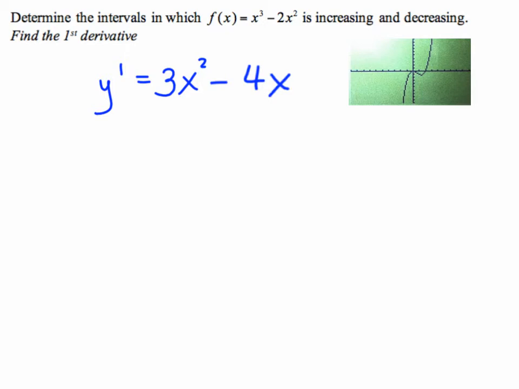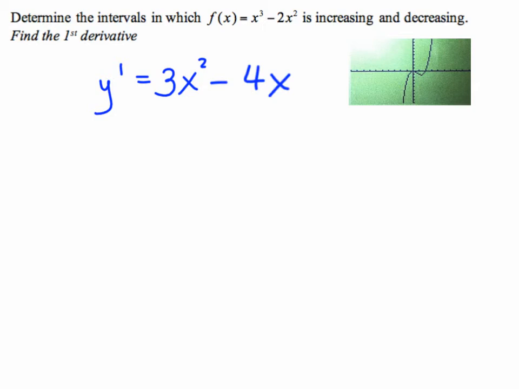So here we have a cubic graph, and we want to know the intervals in which this cubic graph is increasing and decreasing. From doing graphing in the past, we can get an image that this is a cubic graph that starts down and ends up. We can use our graphing calculator to see what the graph looks like. But if we didn't have technology, what we would do is take the derivative of the equation.